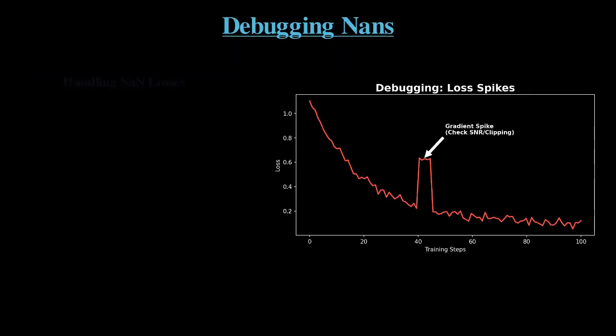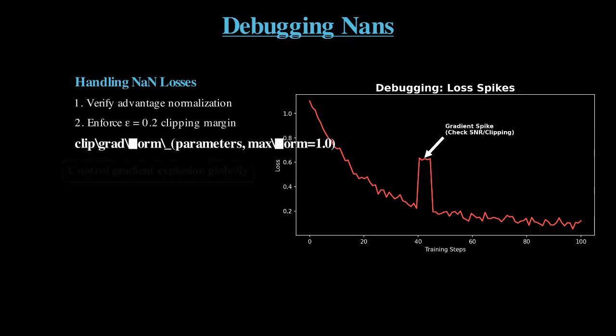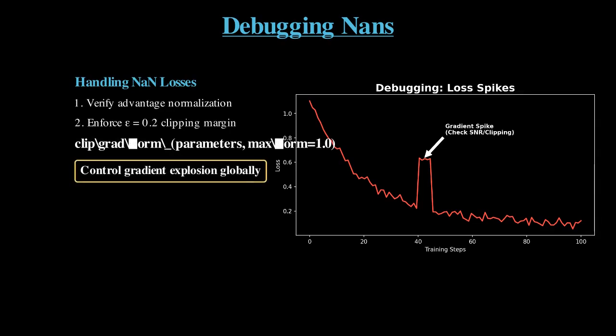Another frequent issue is encountering not a number, or NaN, losses. In GRPO, this is almost always caused by extreme importance ratios exploding the gradients. To fix this, first, check your advantage normalization step. Second, ensure your PPO clipping epsilon is strictly enforced, typically set at 0.2. Finally, employ aggressive gradient clipping globally using torch.nn.utils.clip_grad_norm. If NaNs persist, inspect your reward function for extreme outliers that might be skewing the group's standard deviation.